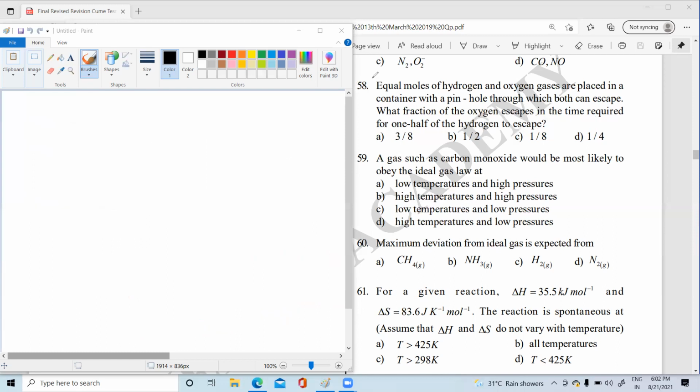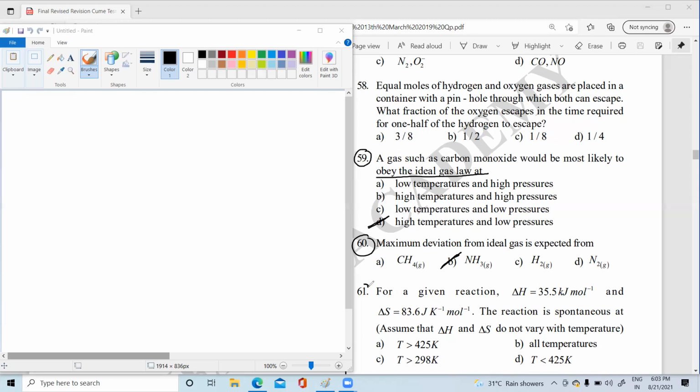Next, students, question number 59. A gas such as carbon monoxide can most likely obey the ideal gas equation. Real gases follow the ideal gas law when it is high temperature as well as low pressure. This is the condition that real gases follow. Next, question number 60. Maximum deviation from the ideal gas expected from, it is exactly that question, students, ammonia.